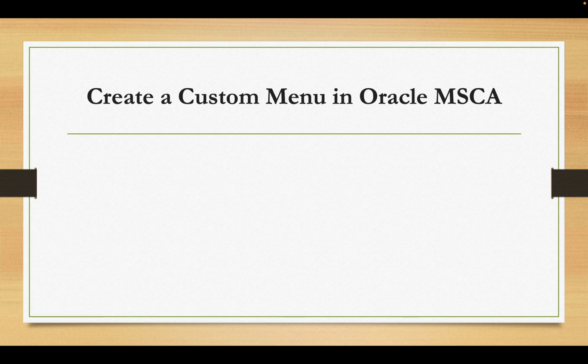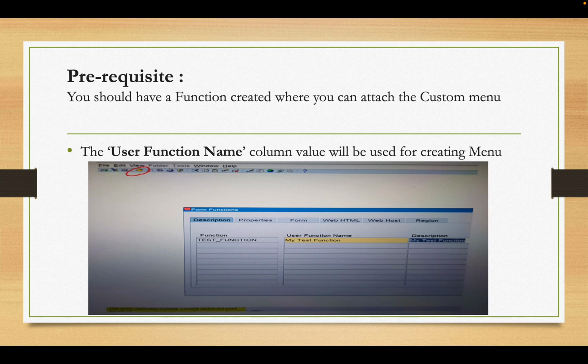Today's video is about how to create a custom menu in Oracle MSCA. Before creating a menu, there is a prerequisite. You should have a function created where you can attach the menu. I will give the link to the slide on how to create a function. Here I have given the screenshot of the function which I have already created before.